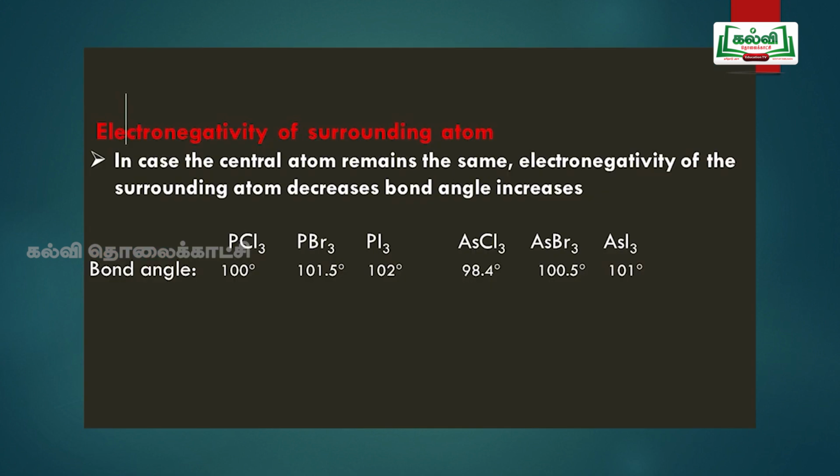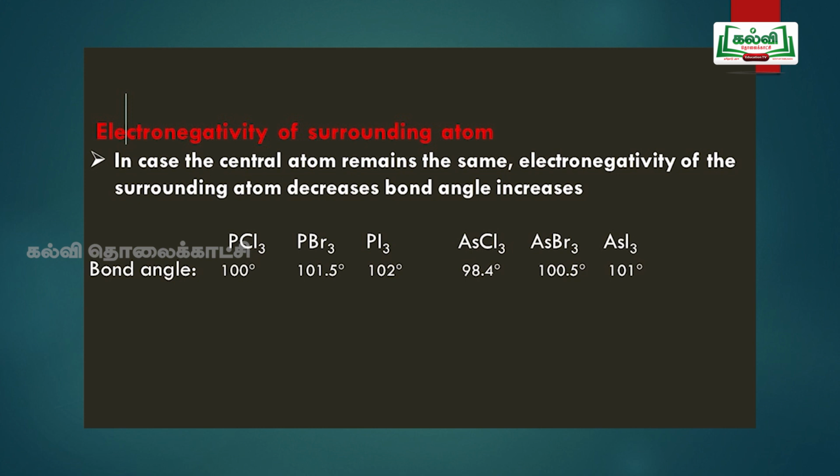Okay. Another important factor is the electronegativity of the surrounding atom. Look at this surrounding atom. As the electronegativity of the surrounding atom decreases, bond angle increases. So don't get confused. Electronegativity of central atom decreases, bond angle decreases. Electronegativity of surrounding atom decreases, bond angle increases. And look at the example: PCl3, PBr3, PI3. In all these cases, the central atom is phosphorus, but the surrounding atom is chlorine, bromine, iodine. The electronegativity of chlorine, bromine, iodine decreases, so the bond angle increases.